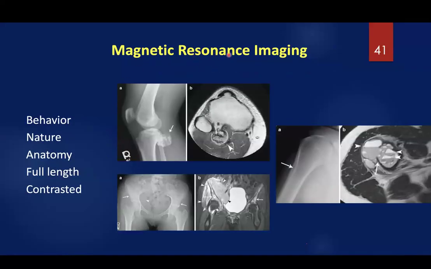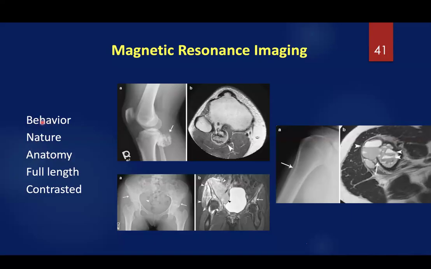So magnetic resonance imaging, MRI, is extremely important. And again, always with MRI, look at the nature, behavior, and anatomy. These are the three important things that you need to look at on the MRI. There is a specific way of reading MRI in bone tumors.